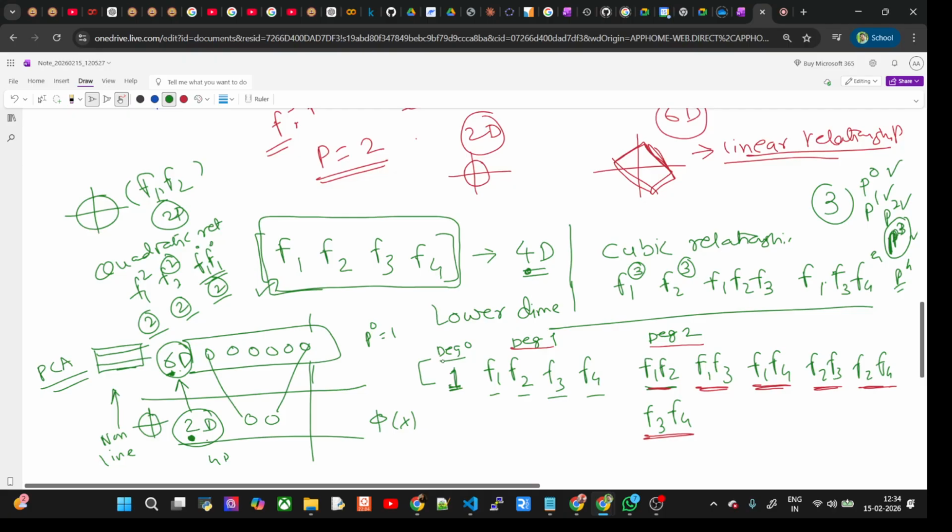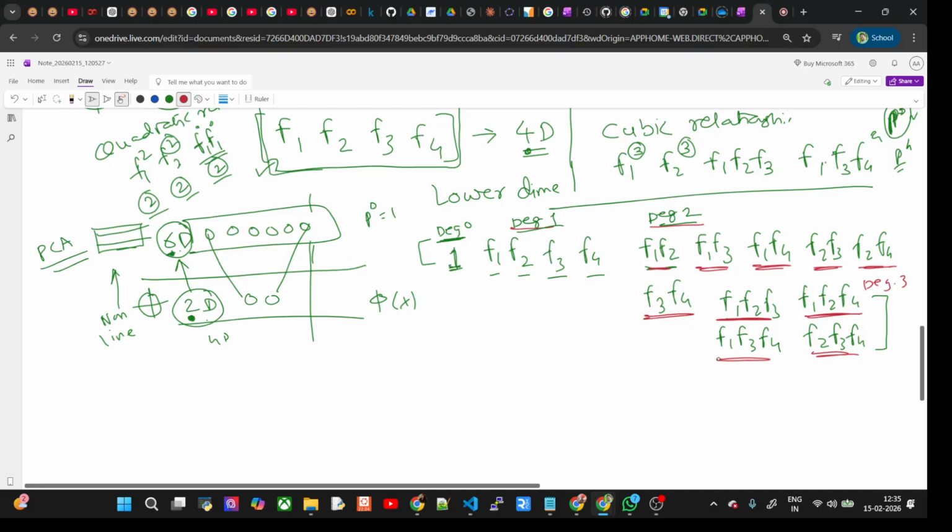Okay, so when you say cubical relationship, you are going to degree 0, 1, 2, and also degree 3. In degree 3 it will be something like f1, f2, f3 as one value, then f1, f2, f4 as another value, then f1, f3, f4 as one more value, and f2, f3, f4. Only these 4 you can get for degree 3. This is degree 3.